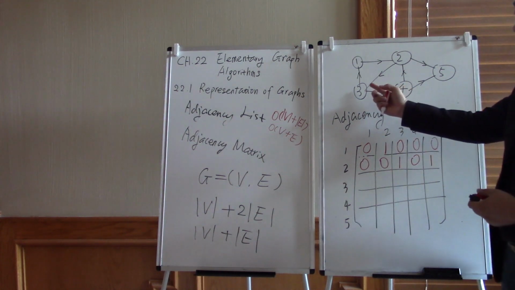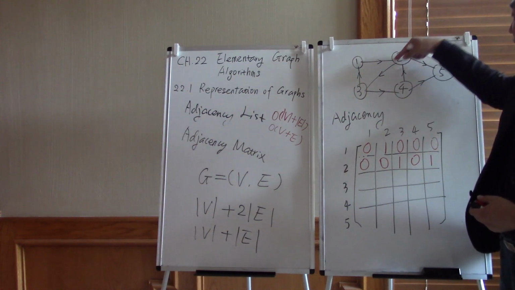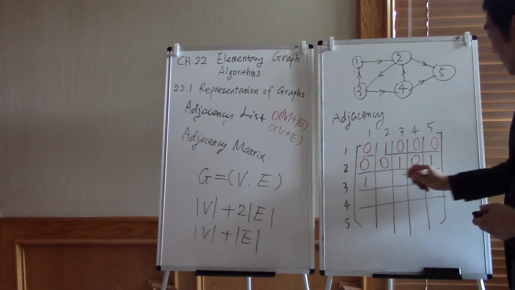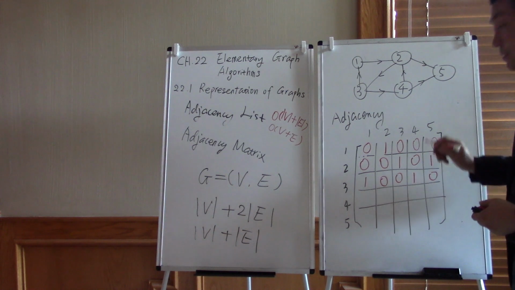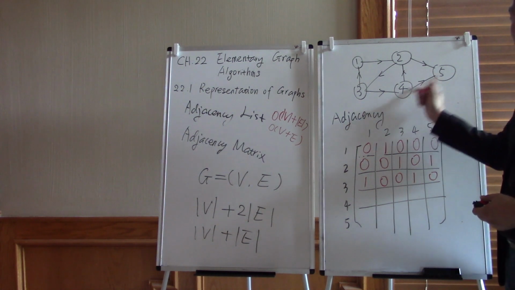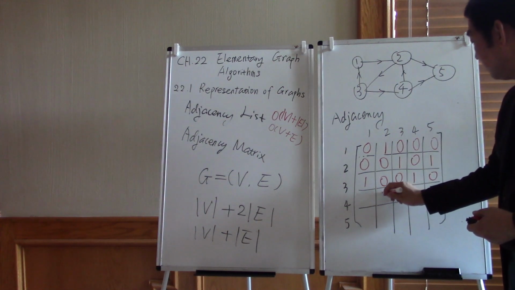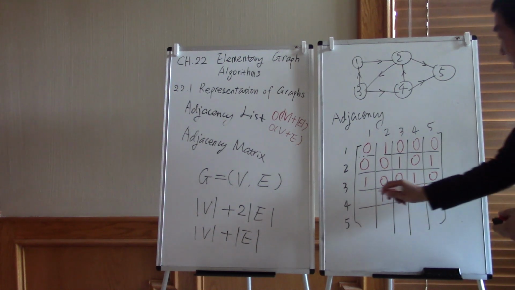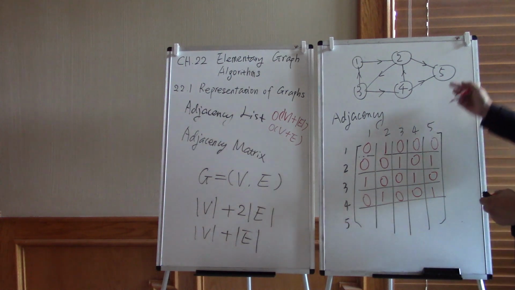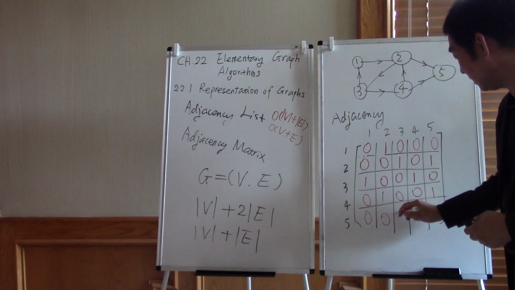And node 3 can reach node 1 and node 4, but not node 2, right? Because that edge is an incoming edge. So node 1 and node 4, and everything else is 0. Now for node 4, node 4 can reach node 5 and node 2. So node 2 and node 5, and everything else is 0. Now node 5 has no outgoing edge, so therefore all the entries will be zeros.